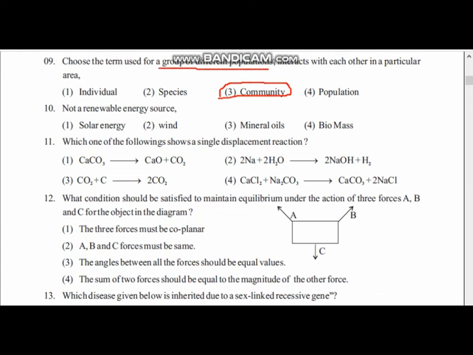10th, not a renewable energy source. Solar energy is a renewable energy source. Wind and biomass. So not is the mineral oils.